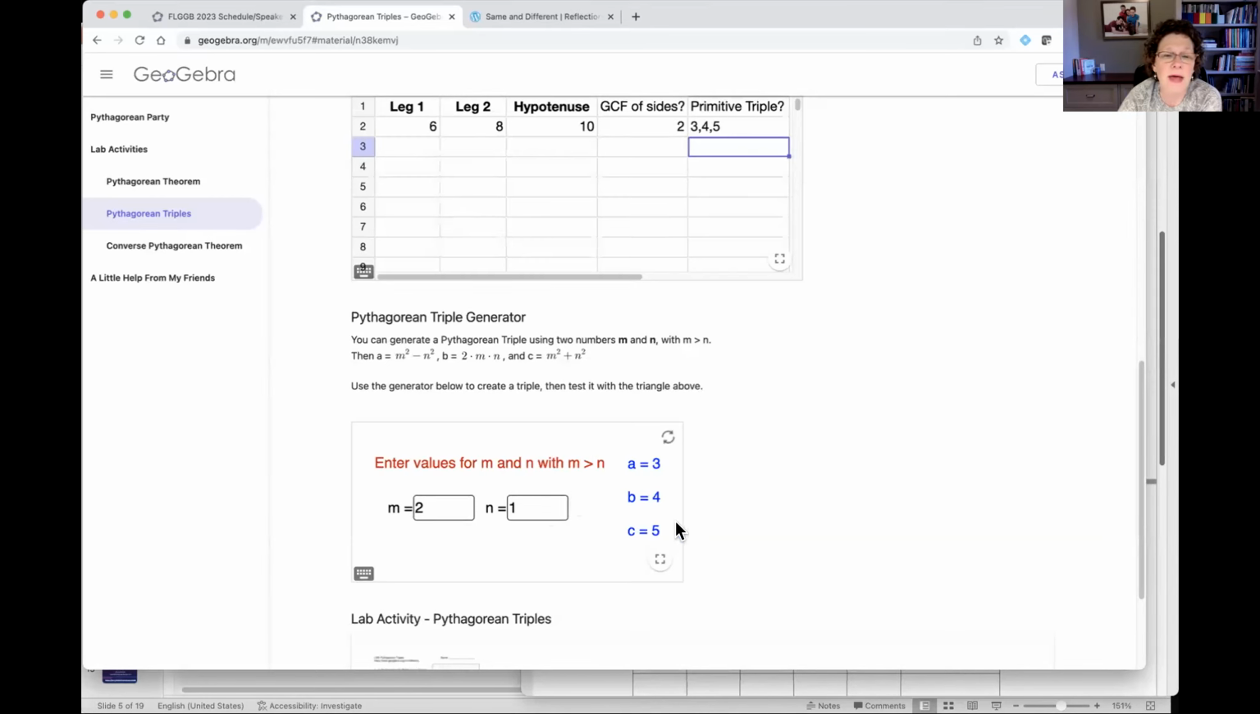So it only gives us a set that's a triple if m is bigger than n. There's lots of opportunity for students to play around with this. Use the generator below to create a triple and then test it with the triangle above. And so that is the second activity. Also on the PDF lab handout, the same information is there.